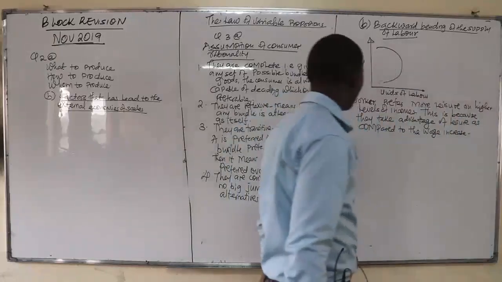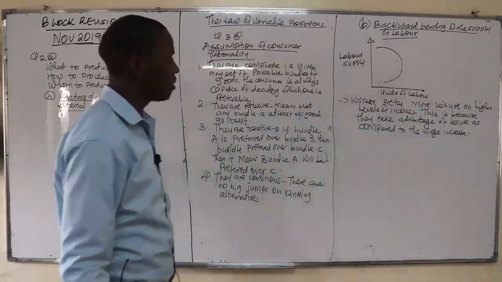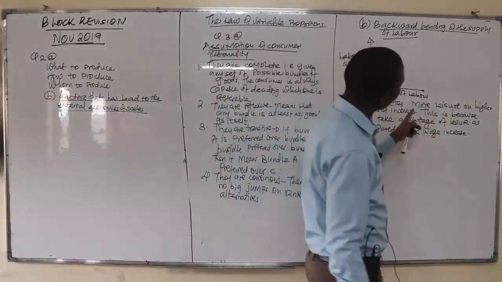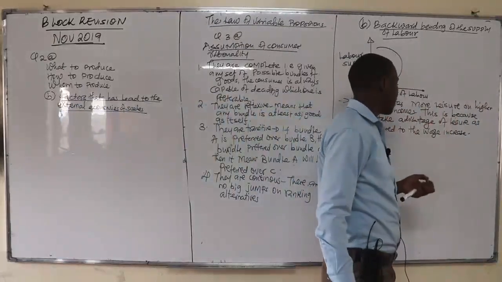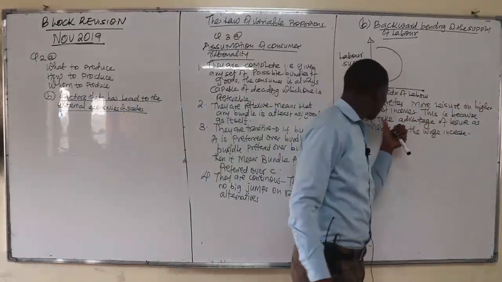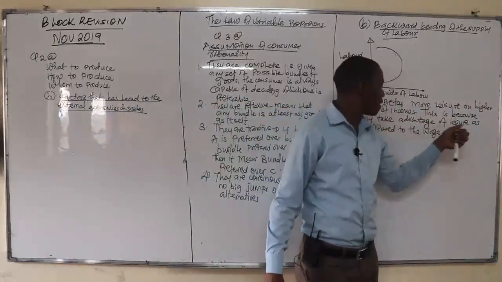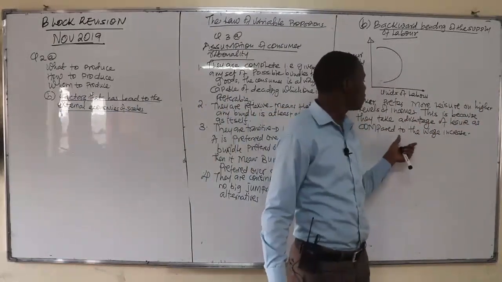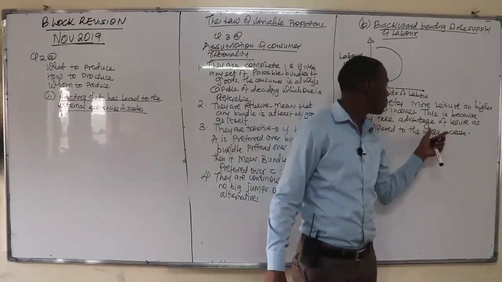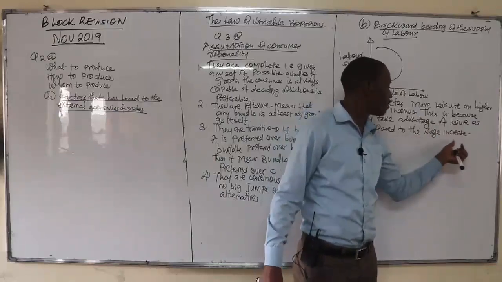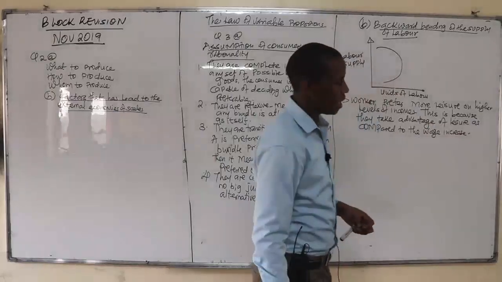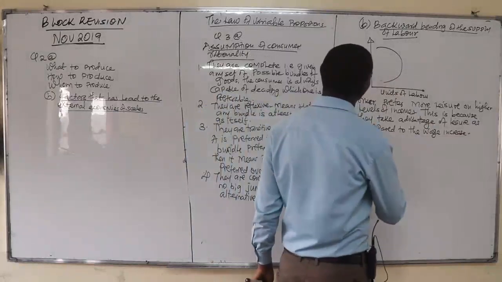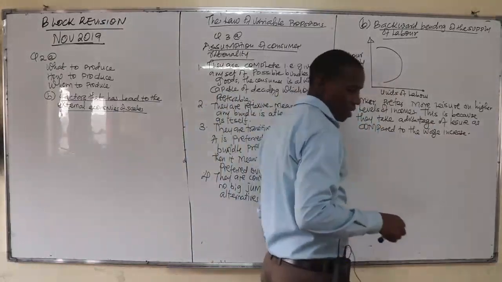That situation is what will give rise to what we call the backward bending. They will prefer more leisure on higher levels of income. This is because instead of taking the wage increase, they want to take advantage of leisure. And that is what we mean when we talk of the backward bending supply of labor. We continue.